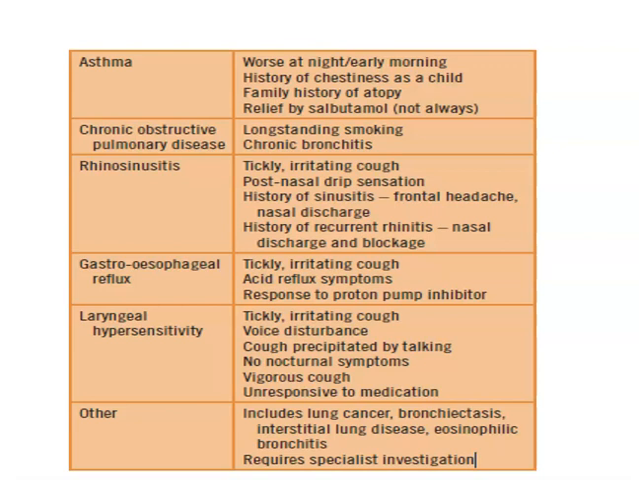So this is a table showing a few characteristics of cough. In asthma, the cough is worse at night, and there will be a history of allergy and history of chest tightness in the child, and it is relieved by bronchodilators such as salbutamol. In COPD, it is a long-standing cough, and it is more in the early morning. In rhinosinusitis, there is a trickling sensation, that is, a postnasal drip will be present. And in sinusitis, there will be a frontal headache and nasal discharge.